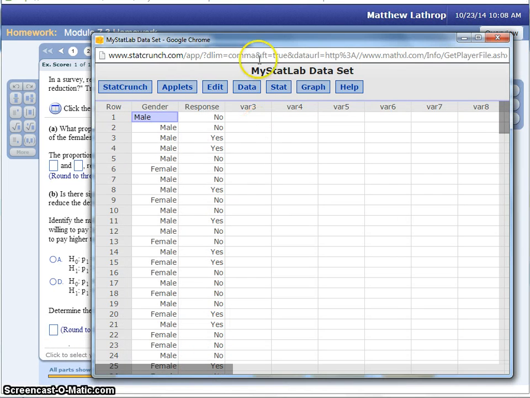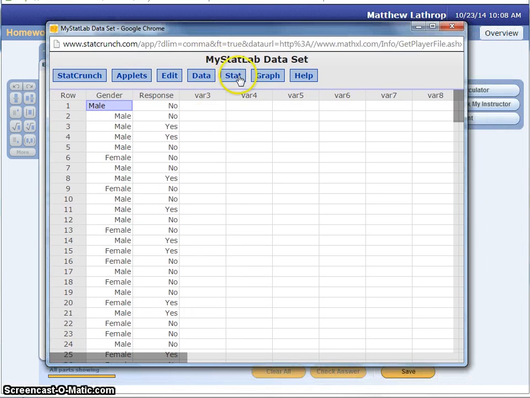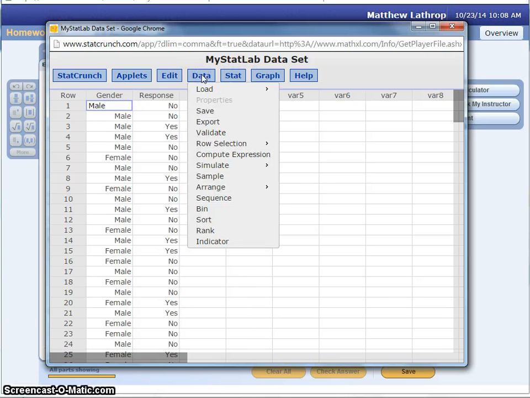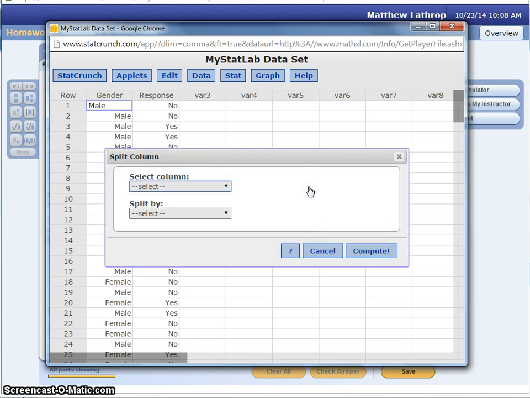So instead of doing that, what we're going to do is make use of some features in StatCrunch that we haven't taken a look at yet to split this data. If we go to Data, Arrange, and then Split, we're going to break this data into two different lists. In this case, we want to split up that response data by gender. So we're going to generate two columns, one which will have all of the male responses, and one which will have all the female responses.